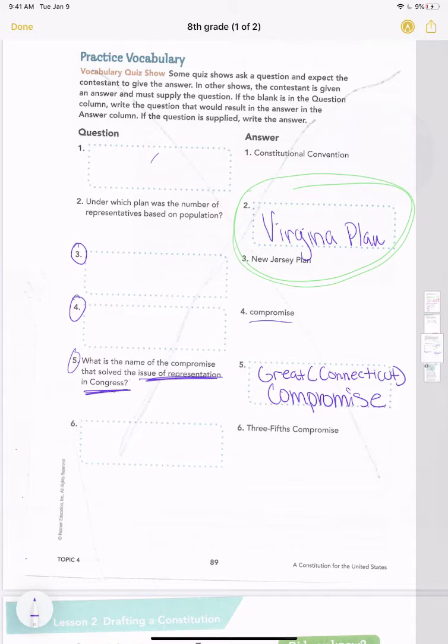I wouldn't mind if you did one of those 2 variations. Now for high school, it might be something a little bit different, but for me, just in middle school, I'm perfectly fine with you stating Great Connecticut Compromise. That's actually more specific. All right, so number 6, we now know the answer, which is the 3/5 compromise.